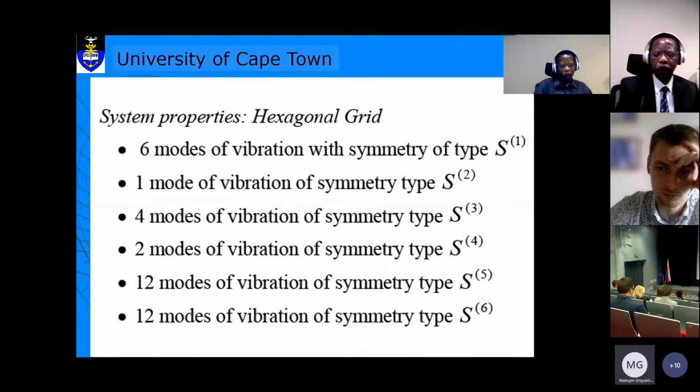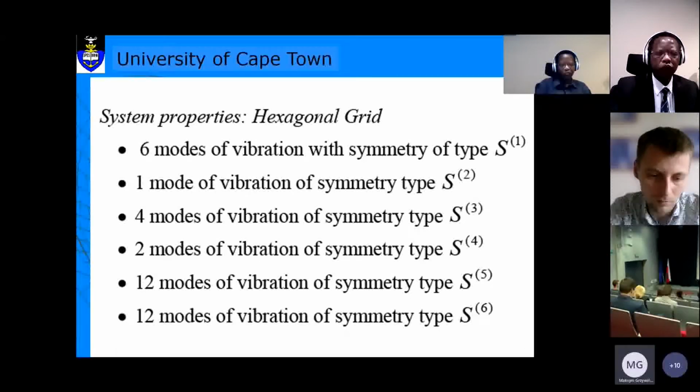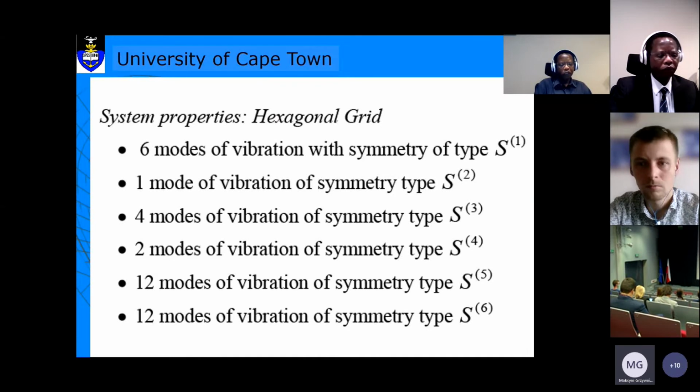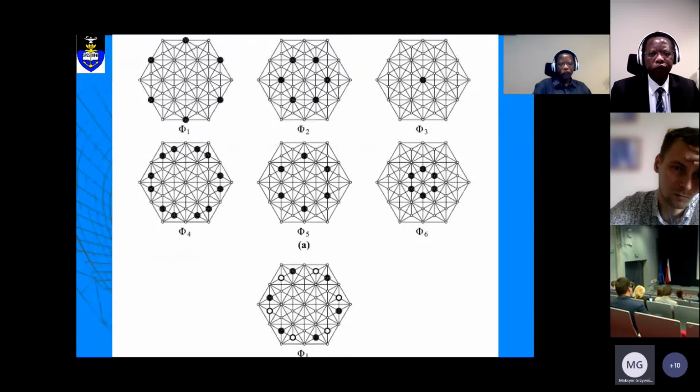For the hexagonal grid, which belongs to symmetry group C6V, subspaces S1, S2, S3, S4, S5, and S6 of the problem are found to be of dimensions 6, 1, 4, 2, 12, and 12 respectively, which all add up to the 37 degrees of freedom of the grid. The plots of the basis vectors of the first 4 subspaces are as follows.